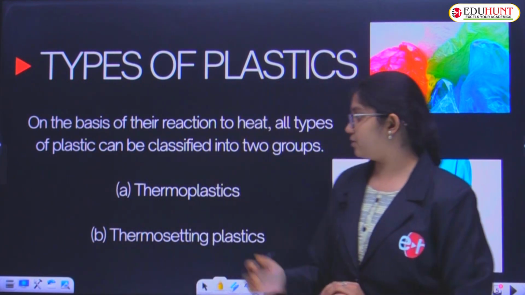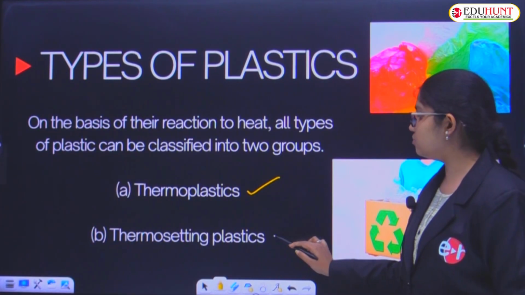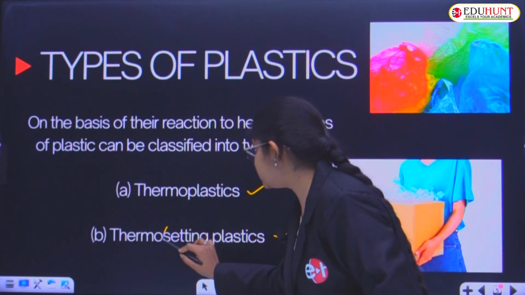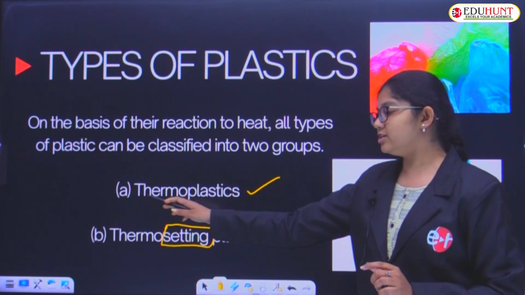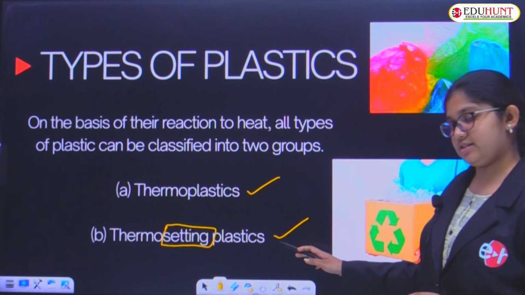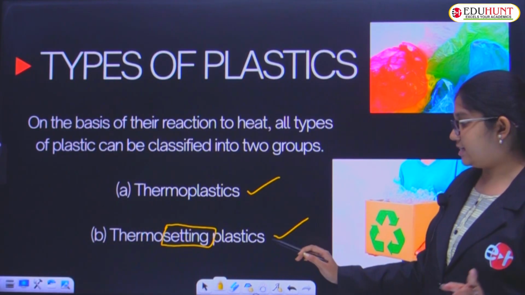Let's see what they are. First one is thermoplastics. Second one is thermosetting plastics. Just a word, a small difference, children. Okay, a small difference in one word, see. What is this? Setting. First one is thermoplastics, second one is thermosetting plastics. Both have only one word of difference. What is that? Setting, the word setting.